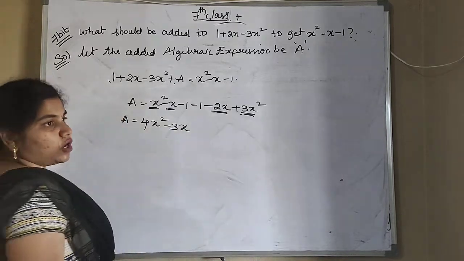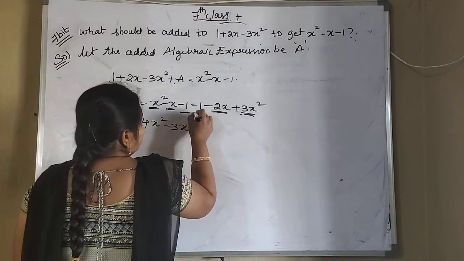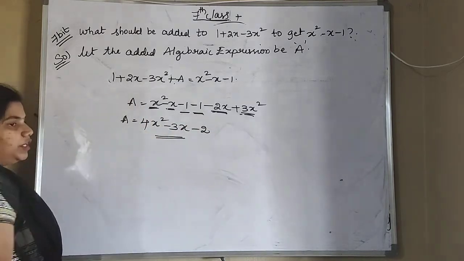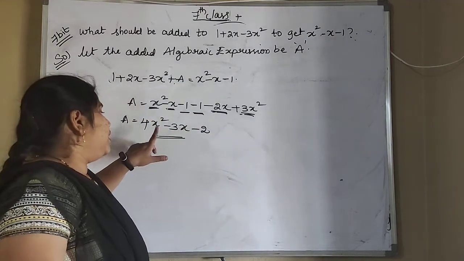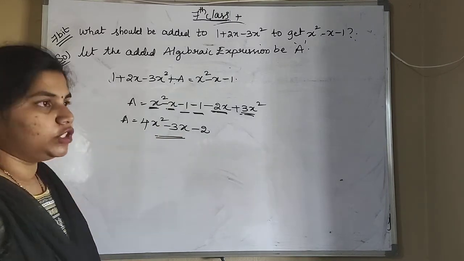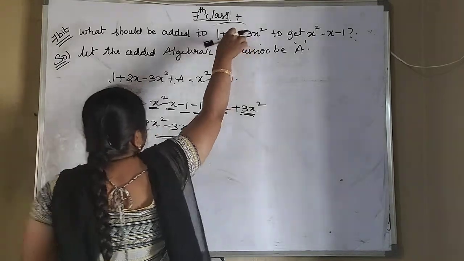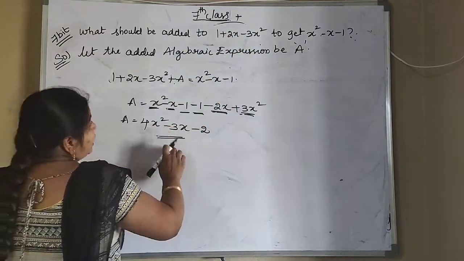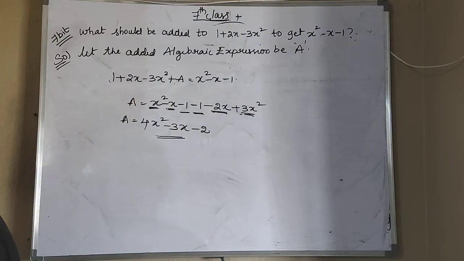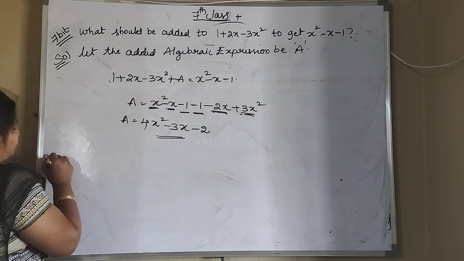Okay, next is constant values. Minus 1 minus 1 will be minus 2. So what is the unknown expression here? 4x square minus 3x minus 2 is our unknown expression. So if you add this one and this expression, you will get the result as this one. Okay, so this is our 7th bit.